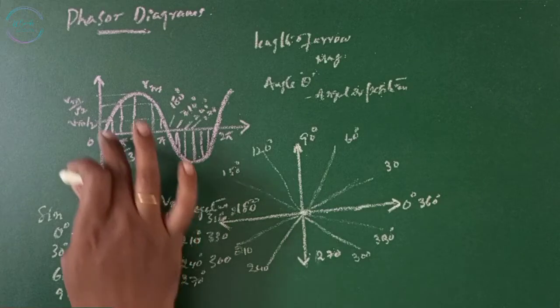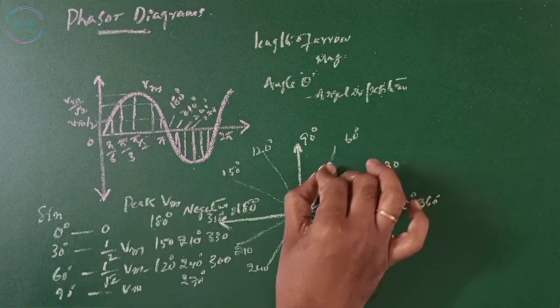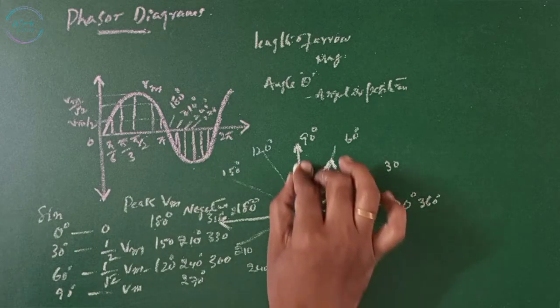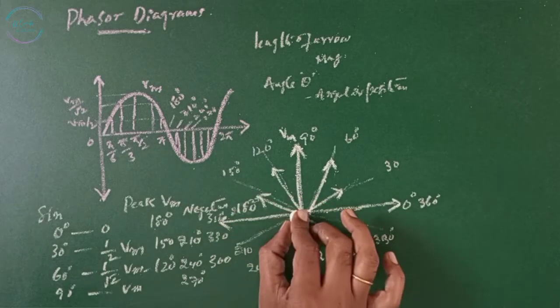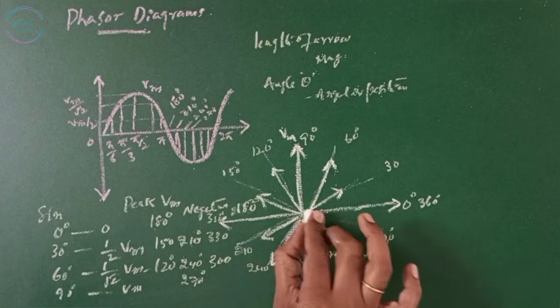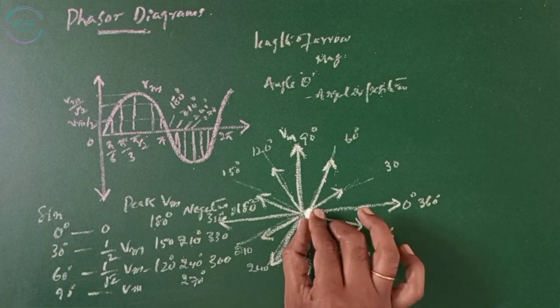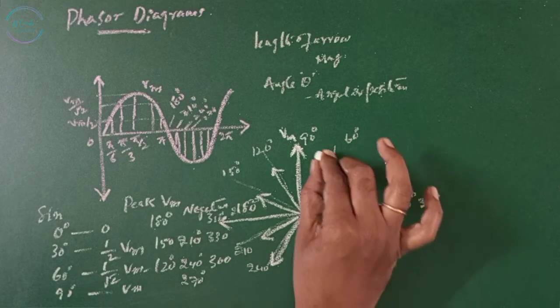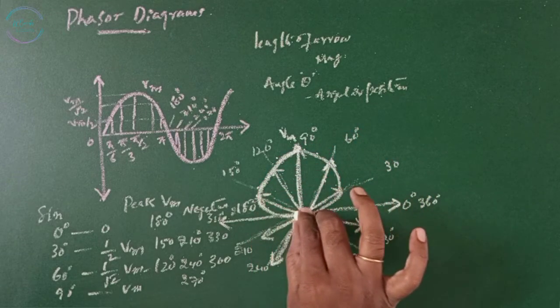At 0, the sine wave is 0. At 30, it's half of Vm. At 60, 0.707. At 90, it's maximum Vm. Again, it reduces. This is how the phasor diagram looks for a sine wave from 0 to 360 degrees. You can observe from here it starts increasing to here and starts decreasing to here and reaches 0.